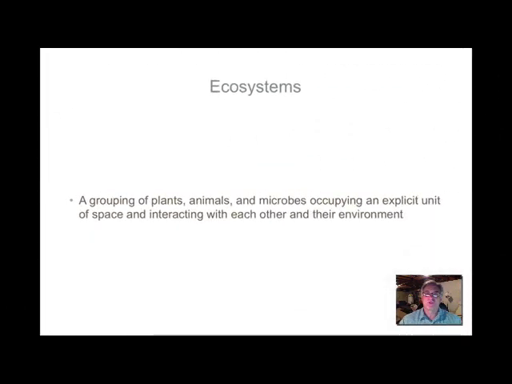So if we smash all of those definitions together, we're going to get a definition that looks something like this. It's a grouping of plants and animals and microbes that occupy an explicit unit of space, or in other words, a very defined space, which interacts with other components within the ecosystem and, of course, their environment. So one more time, it's a group of plants and animals and microbes occupying an explicit unit of space and interacting with each other and, of course, their environment.